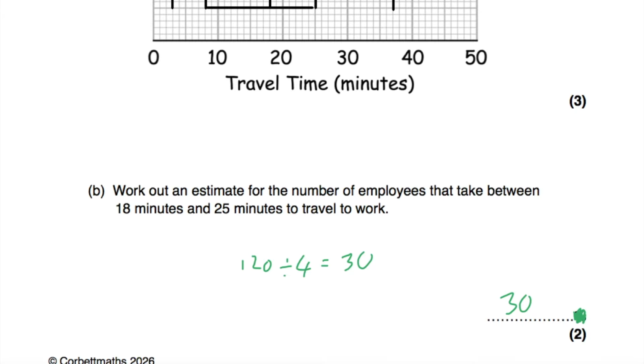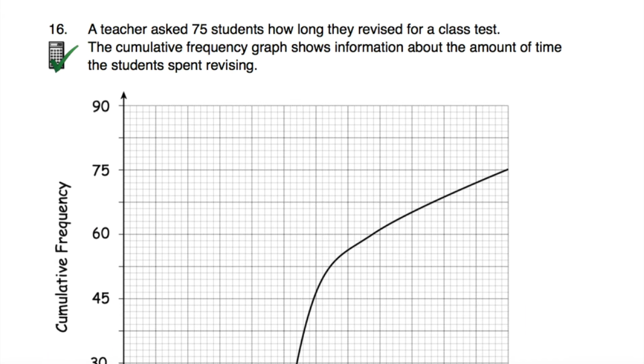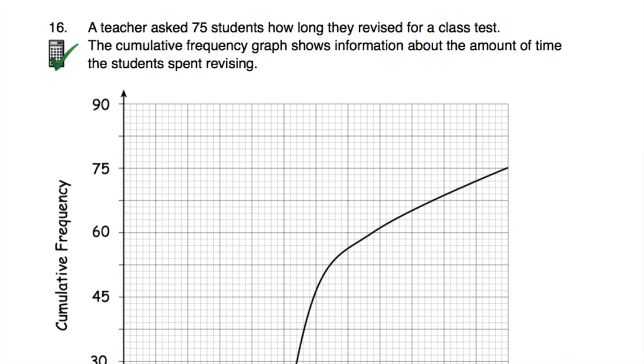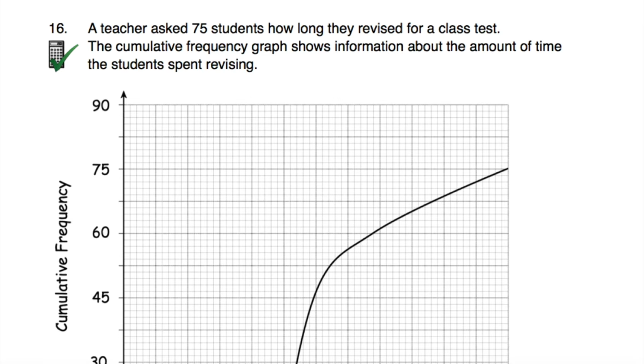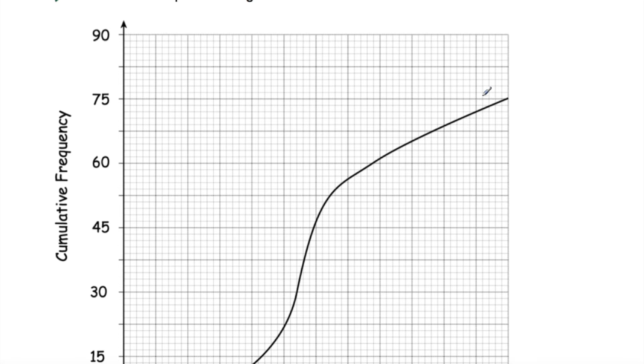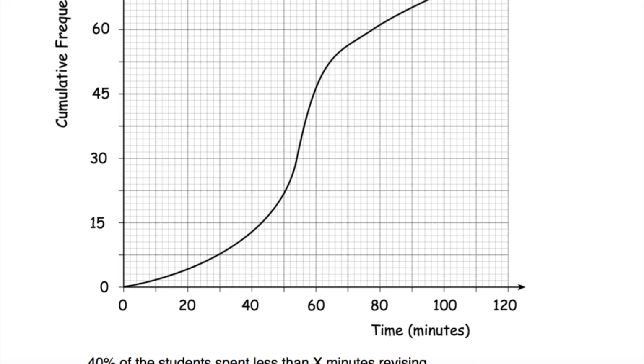Okay, let's look at our next question, question number 16. We're told a teacher asked 75 students how long they revised for a test. And the cumulative frequency graph shows information about the amount of time they spent revising. We're told the 75 students, and as you can see here, the cumulative frequency curve goes up to 75, so that's fantastic. And then in terms of the time going across horizontally, we've got from 0 to 120 minutes, so from 0 to 2 hours.